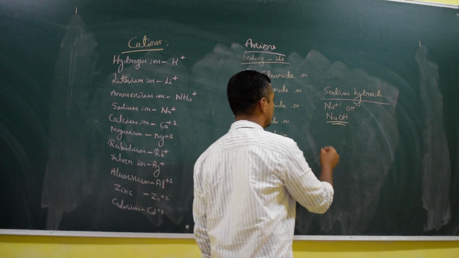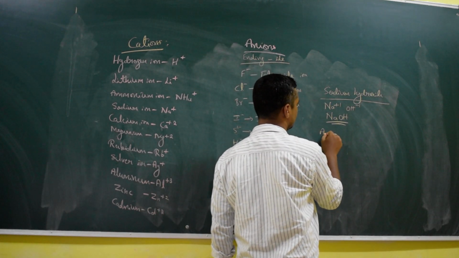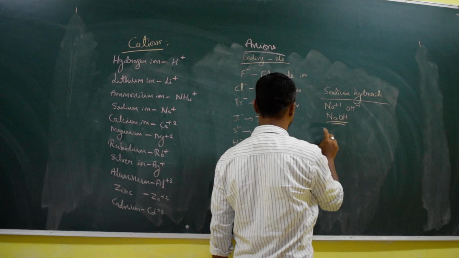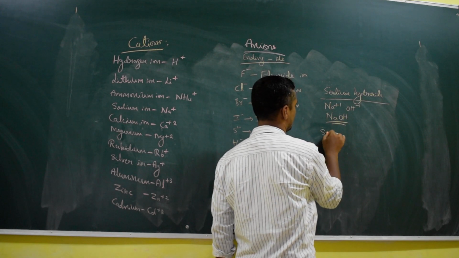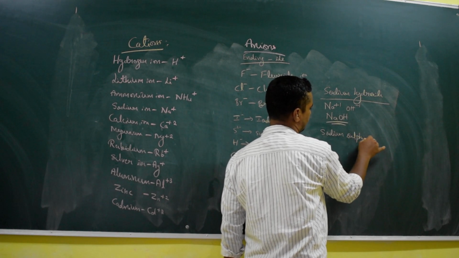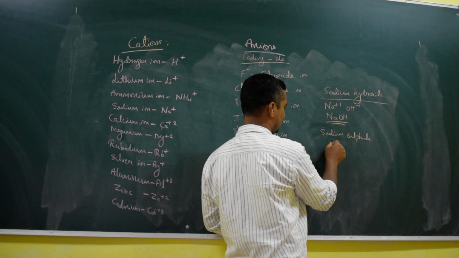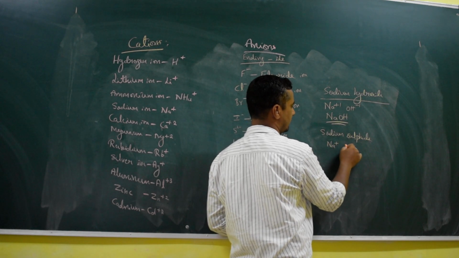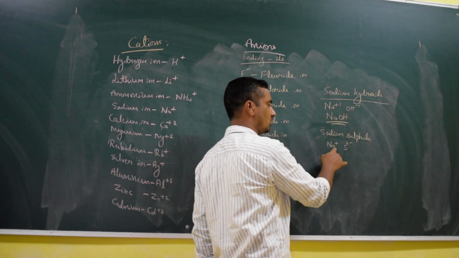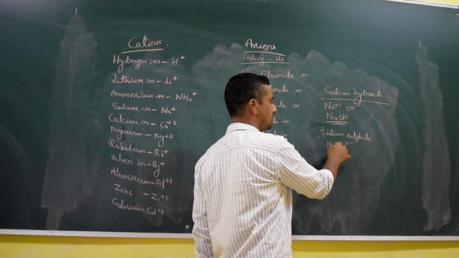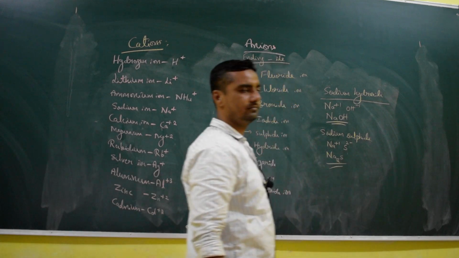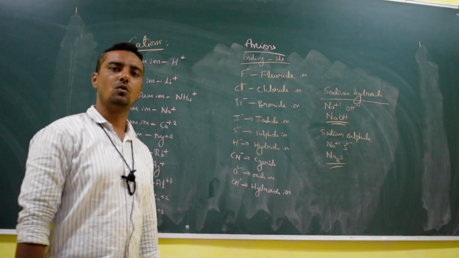Now sodium sulfide. We know sodium is Na plus, and sulfide is minus 2. So the 2 is shifted to the lower portion of sodium, and the 1 is shifted to the lower portion of sulfur. It becomes Na2S, sodium sulfide. This is how we can write it.